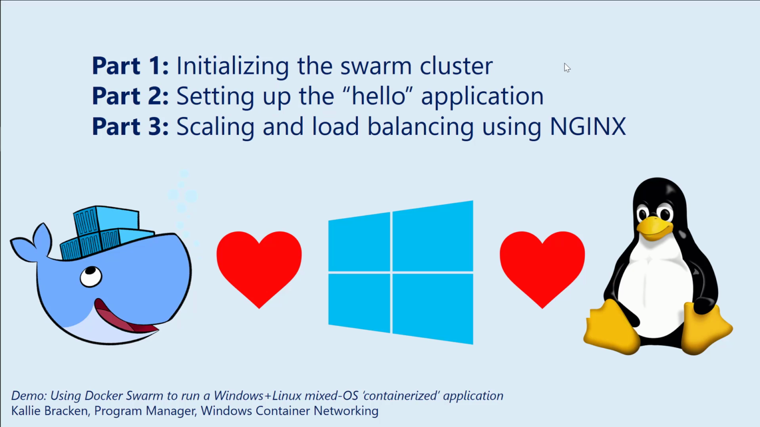Now for clarity, I've split this demo into 3 main parts. In the first part, I'll be showing you how to initialize a Swarm cluster. So in my case, I have my 3 nodes running in Azure, and what this will involve is choosing one of the nodes and executing a very basic Docker Swarm init command from that node. From that point, that node will become the Swarm manager for my cluster. Then I'll be able to add the other nodes in my cluster, the Windows node and the Linux node, to the Swarm using a Docker Swarm join command.